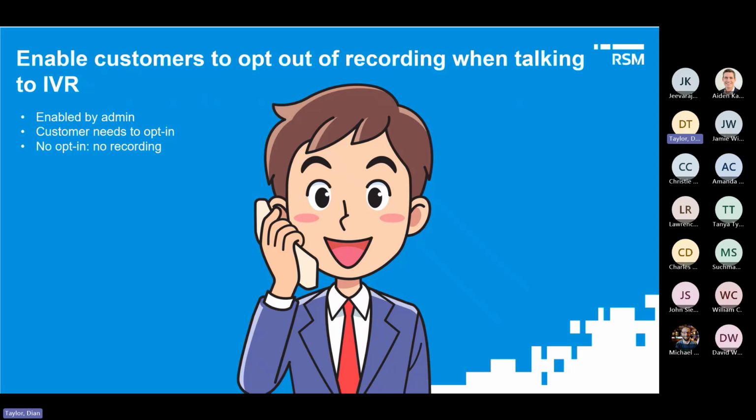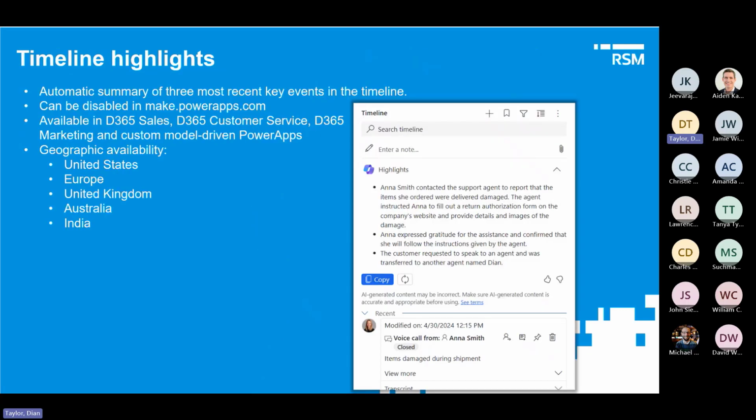And if a caller opts out, then Copilot Studio instructs Omnichannel for customer service to stop the recording, delete the audio that it recorded so far, and then stop capturing dialogue for that call. So I kind of like that. I think that's a good one, especially if your country doesn't allow you to record without consent. So I really like this one.